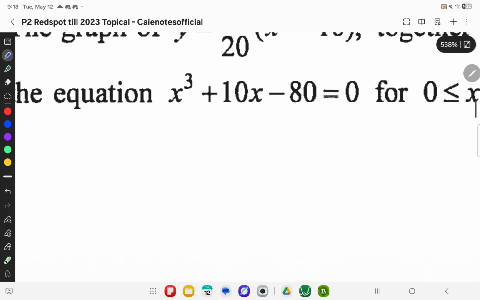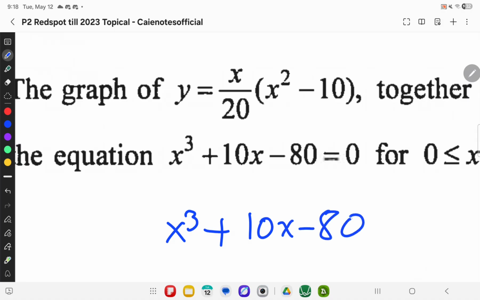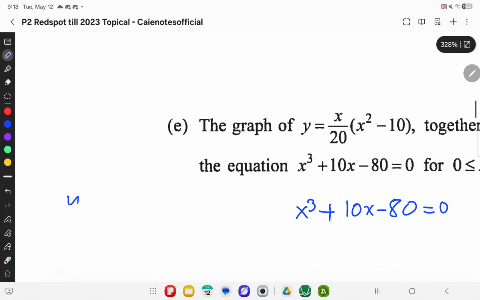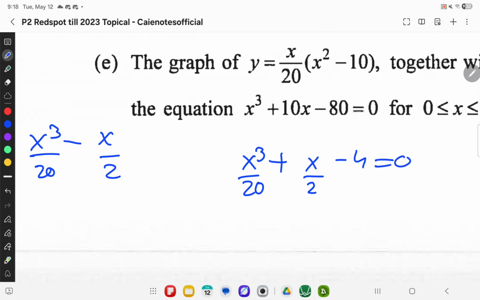We need to do the inverse, the reverse. We need to make this equal to that, and so we can find the equation of that. I'm very sorry. x cubed plus 10x minus 80 is equal to 0. Here we have y is equal to x cubed over 20 minus x over 2. Let's do all over 20. This is all over 20. 2 over 20 will make this become x over 2. And this will make this become negative 4 is equal to 0.